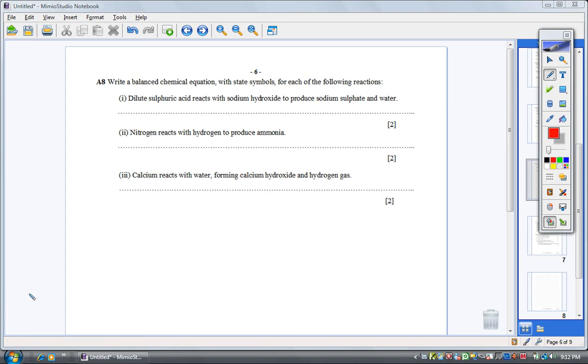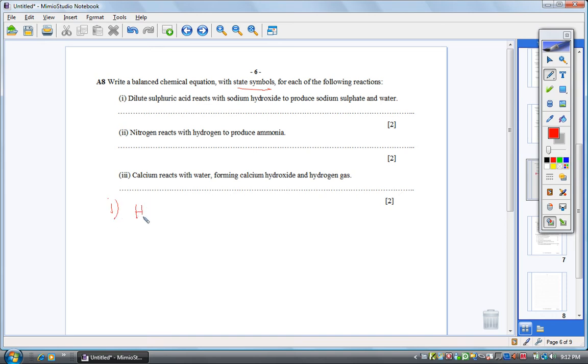In this question, you are required to write balanced chemical equations with state symbols for each of the reactions indicated below. The first reaction is between dilute sulfuric acid and sodium hydroxide to make sodium sulfate and water. Dilute will mean sulfuric acid is in aqueous form.